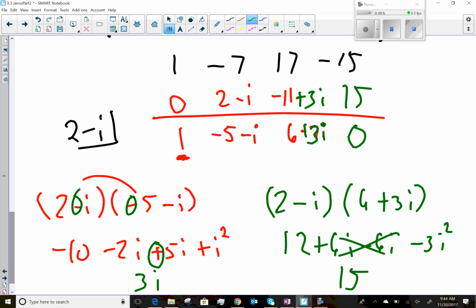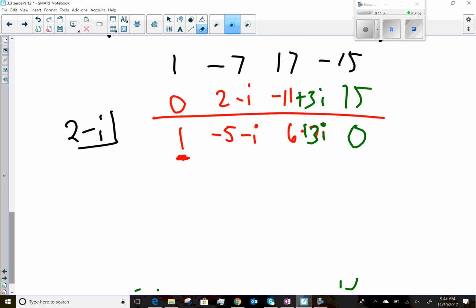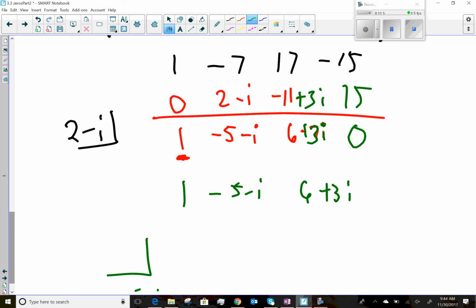Okay, so that's how you do that, right? So we got rid of that one. We already knew that should have been 0. That's why I had to come back through time and time again to prove that it was 0. Okay, so now I have my true coefficients of my next line. So 1, negative 5 minus i, and 6 plus 3i are my new coefficients. What's going to go in the box here is the conjugate of the one that I put in originally. So it's 2 plus i.